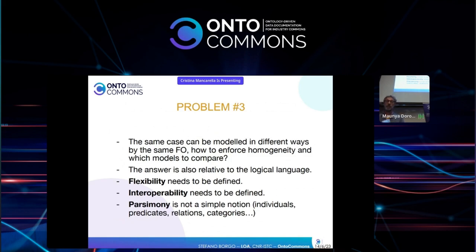The answer is also relative to the logical language you're using, and this is another issue. In the special issue, we concentrate on unconstrained first order logic, but a lot of work in applications is done using OWL or, anyway, logics with low expressivity. And at the end, those are the systems that are used. Other terms like flexibility, interoperability, and parsimony are not really defined or are not simple notions. There was a quite interesting discussion on the simplicity of formal theories that could be used, but it's not an easy topic.